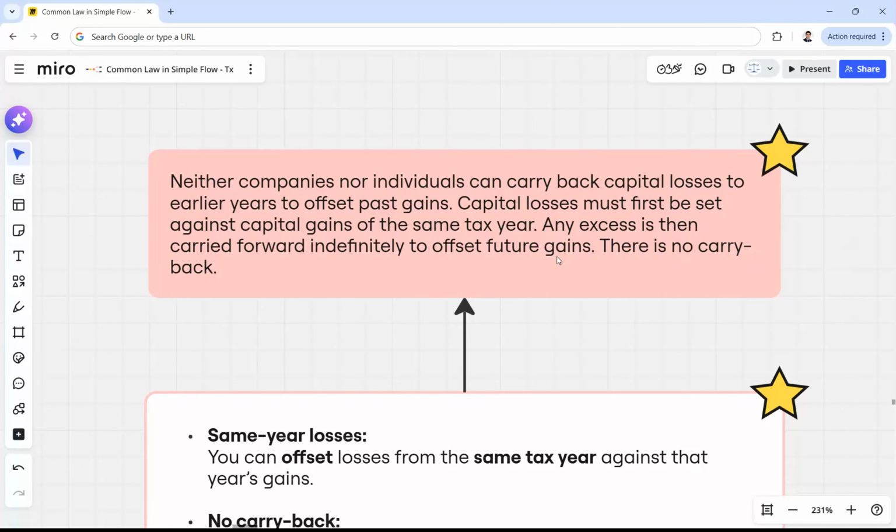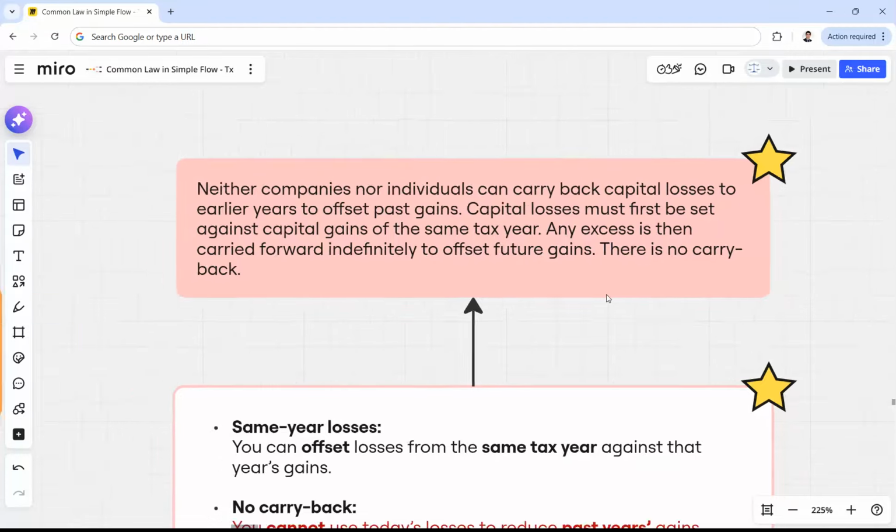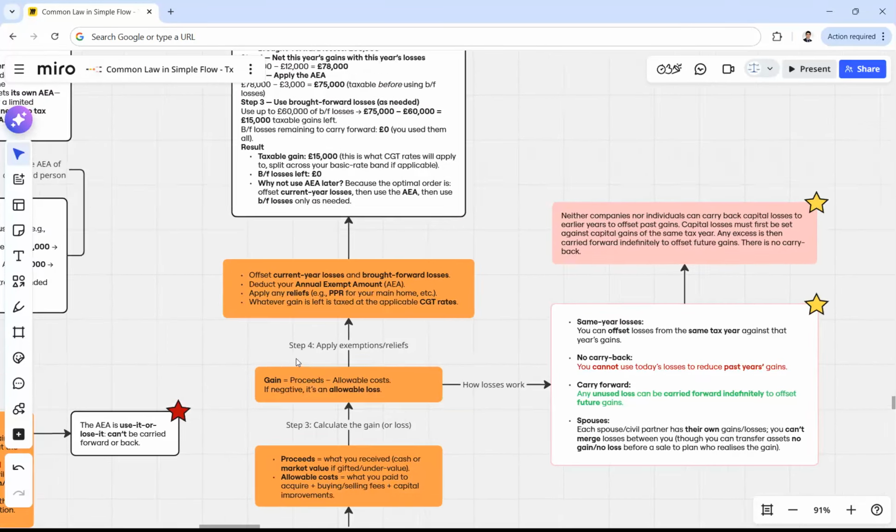Neither companies nor individuals can carry back capital losses to earlier years to offset past gains. Capital losses must first be set against capital gains of the same tax year. Any excess is then carried forward indefinitely, again, indefinitely, to offset future gains. There is no carry back.